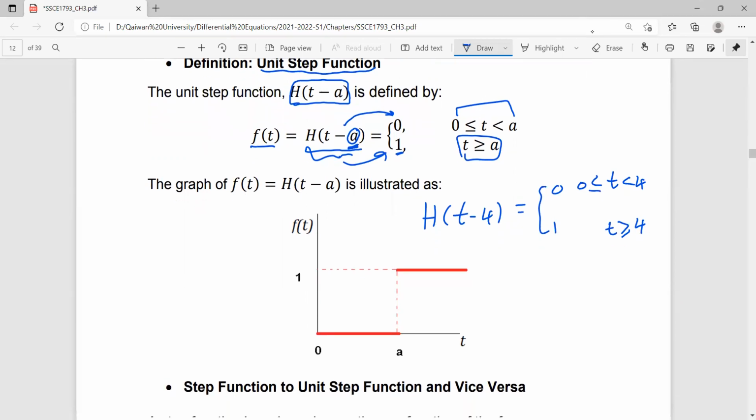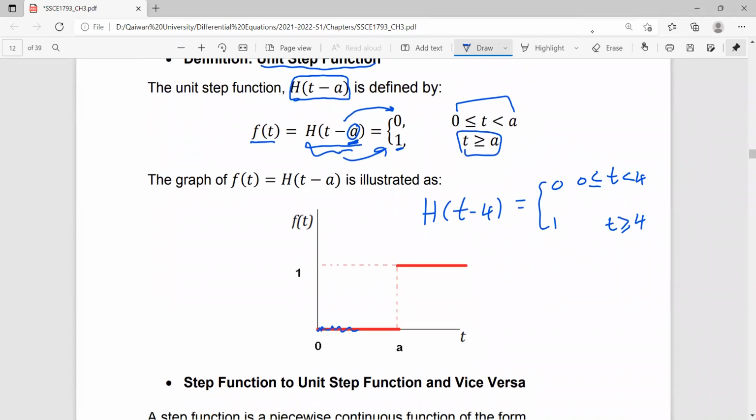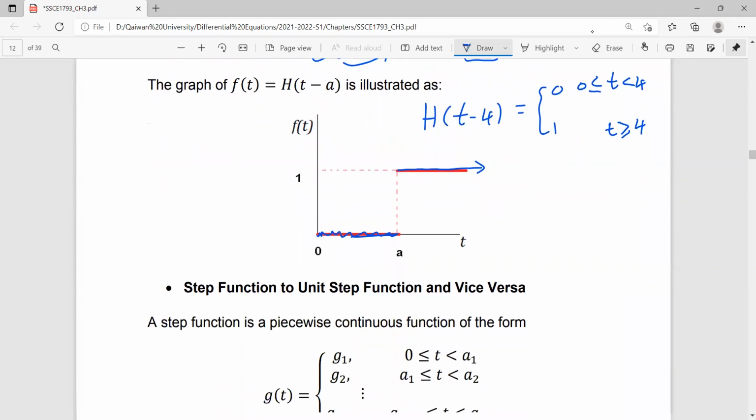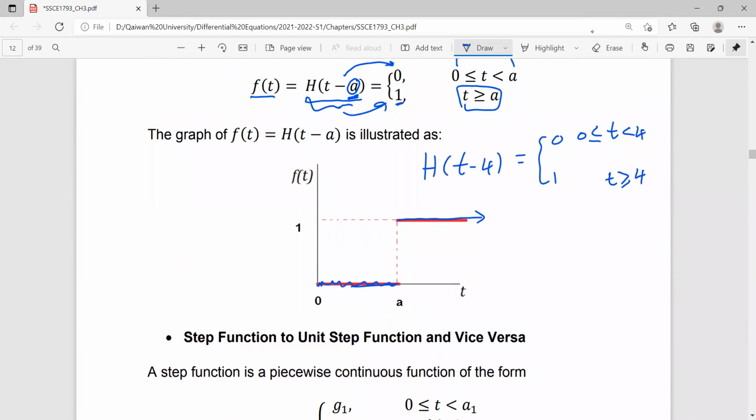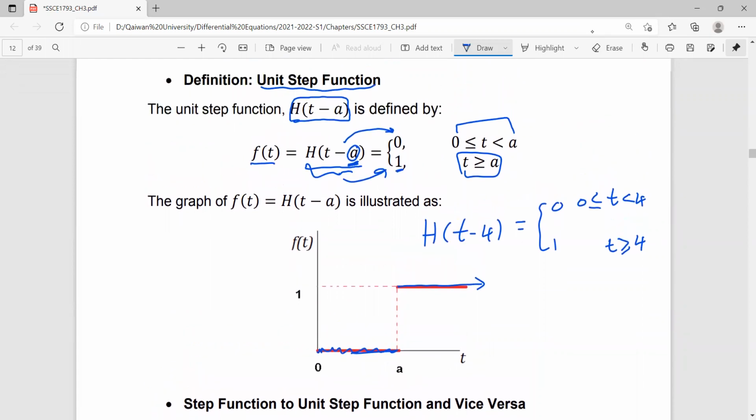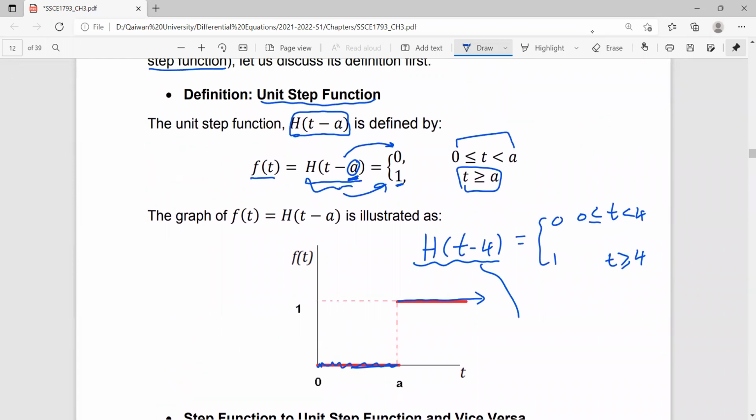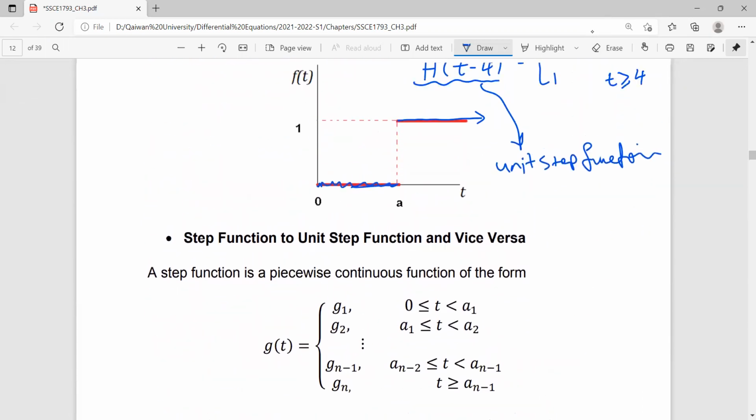Okay, and the graph is from 0 to a, it is 0, and for greater than a, it's 1. We also have the step function and the unit step function. The unit step function is this one, in this form. We have the step function and the unit step function. The above one is the unit step function or Heaviside function.